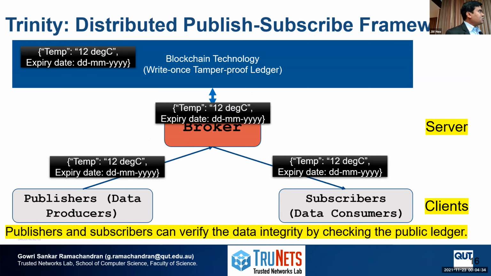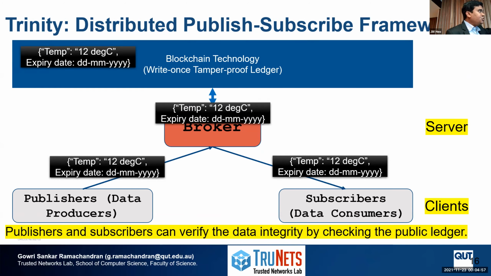This is where we introduce Trinity, which is a platform that we have developed. Here what we are saying is connect the broker with the blockchain technology, whereby when the data publishers produce data, they will send the data to the broker. The broker would then relay that data to the blockchain technology. Therefore, the copy of the data is available in the blockchain ledger, okay?